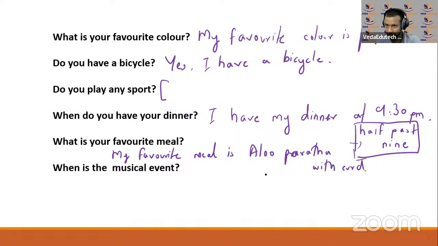आप लोग ऐसे बता सकते हैं. Anything, whichever you want. These are general sentences. ठीक है, आप लोग यहाँ पे any sentence you can frame and tell. Okay, it's not to worry about. Okay, now when is the musical event?